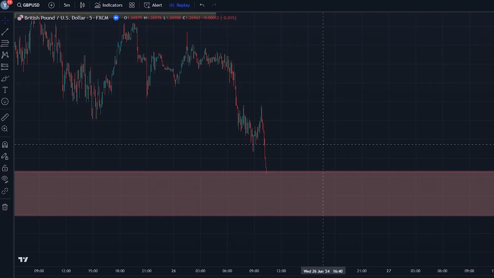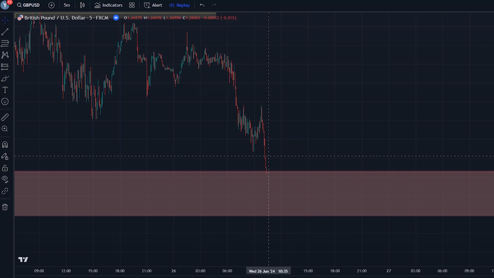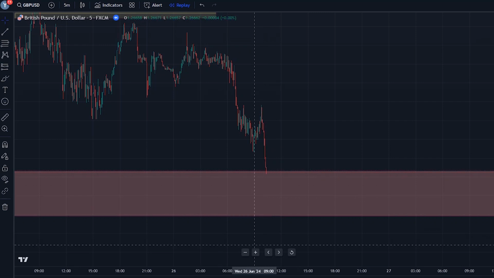So what I will wait for in order to trade this particular market, because I know it is going to go on a downtrend, is to wait for the market to reverse and form a lower high. Then when it goes on to form a lower low, that is when I'm going to enter the trade. So guys, let's wait and see what the market has to offer.